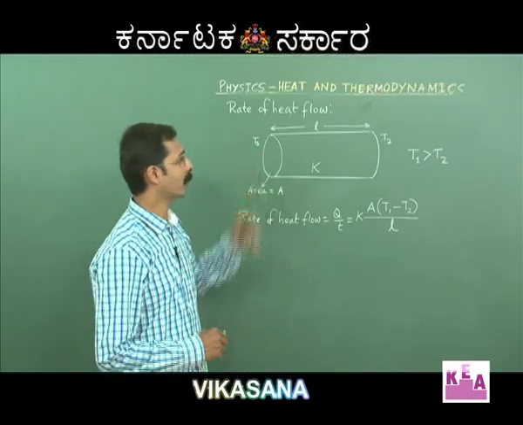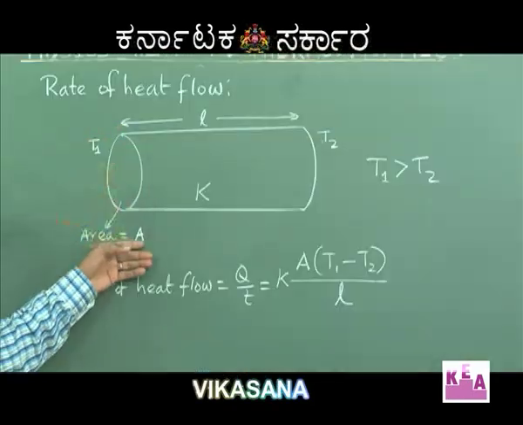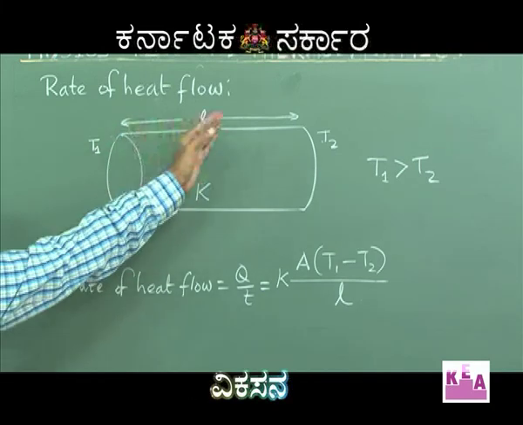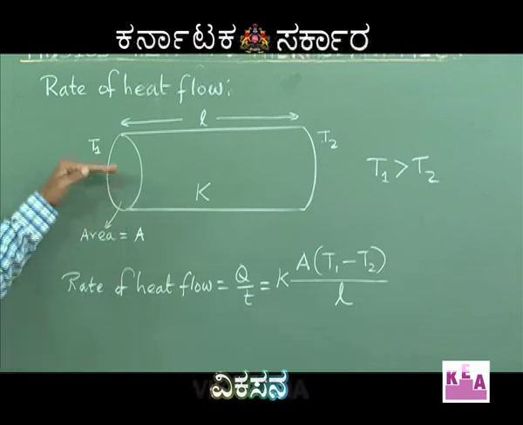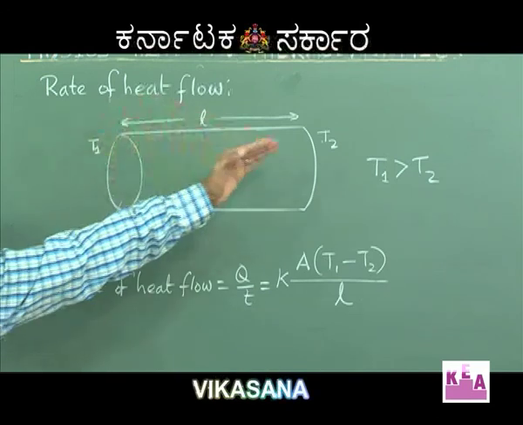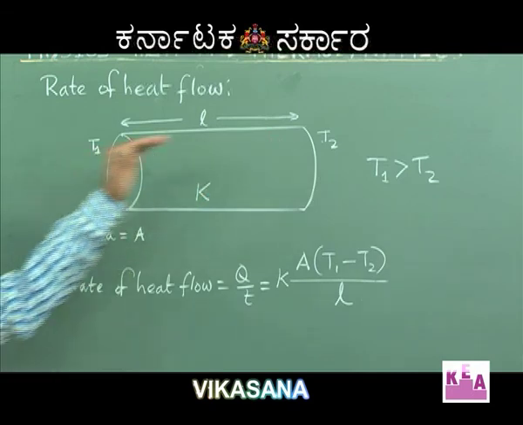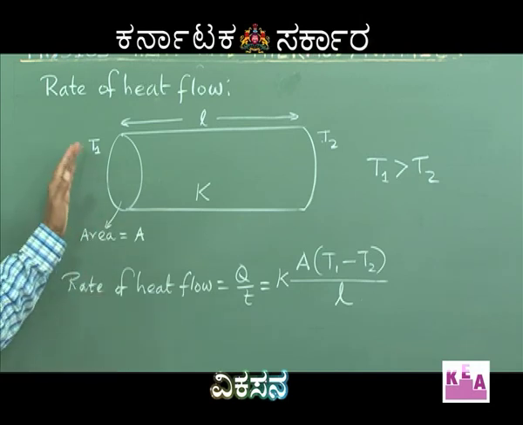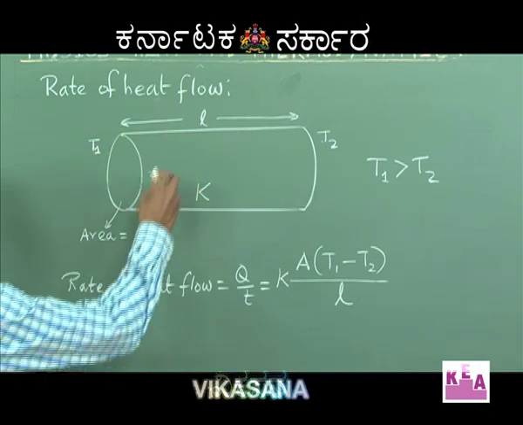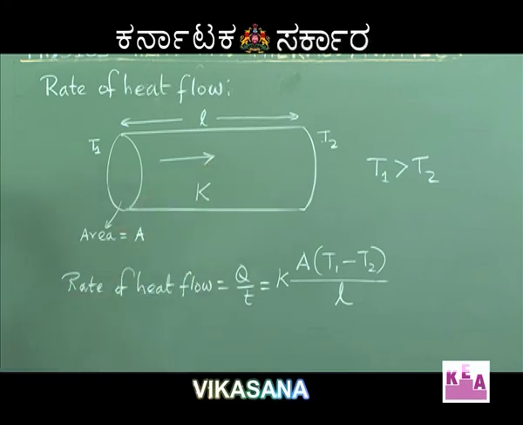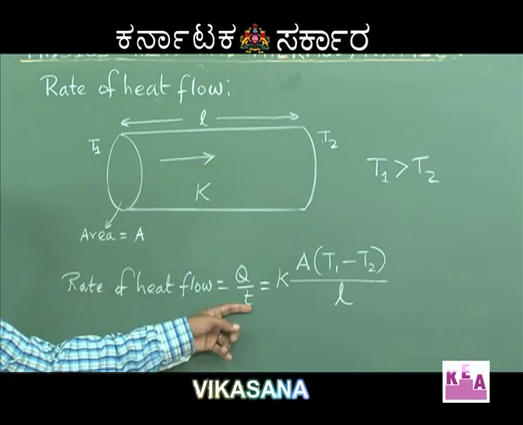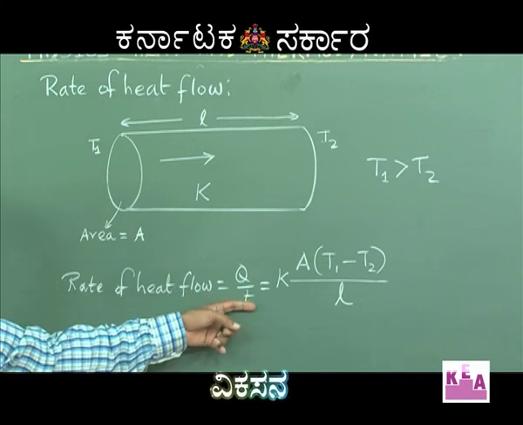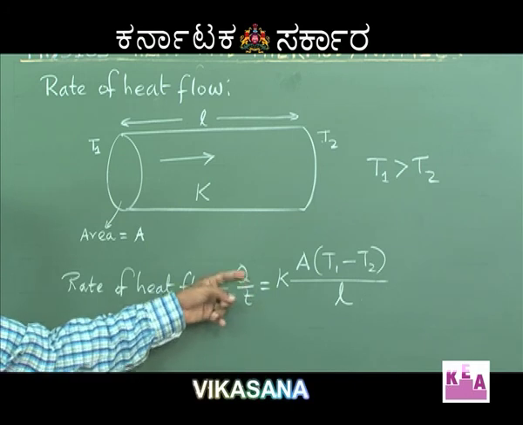Suppose we have a solid like this, the area of cross section of the solid is A, thermal conductivity of the solid is K and the length of the solid is L. Then suppose the temperature at one of the ends is T1, the temperature at the other end be T2, let T1 be greater than T2, that is this part is at a higher temperature and that part is at lower temperature. Now, due to this temperature difference, heat flows from left to right. The amount of heat flowing per unit time is called rate of heat flow. Heat is measured in joules, time is in seconds, therefore SI unit of this one would be joule per second.